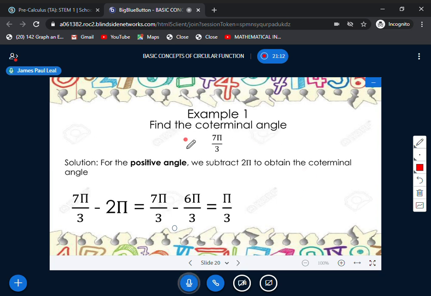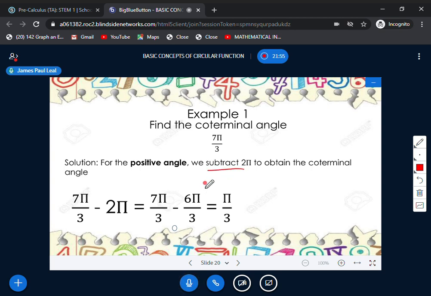So let's find the coterminal angle given this example number 1. In finding the coterminal angle, there are two possible answers: the negative angle and the positive angle. Kasi nga po, meron tayong clockwise and counterclockwise, right? So pag clockwise, that is negative angle, and if it is counterclockwise, of course, that is positive. For this example, we are looking only for the negative.